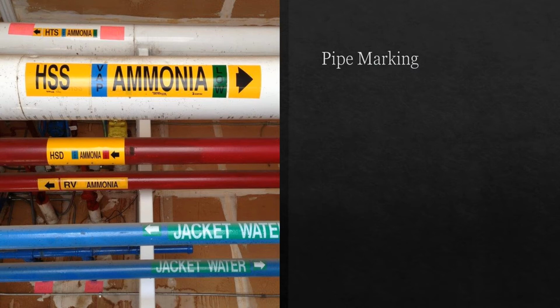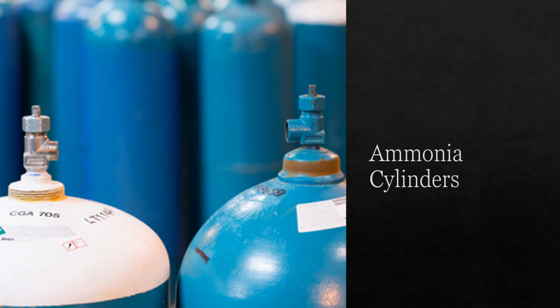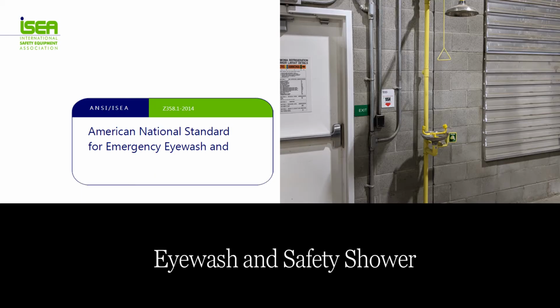All ammonia pipes must be labeled. The label must include the word ammonia, the physical state of the ammonia in the pipe, the relative pressure level in the pipe as being low or high, the pipe service, which is typically an abbreviation, and the direction of flow. Ammonia cylinders must not be connected to the refrigeration system unless in the process of being transferred from a cylinder into the system. Standard 9 matches the requirements in Standard 2 for eyewash and safety showers.